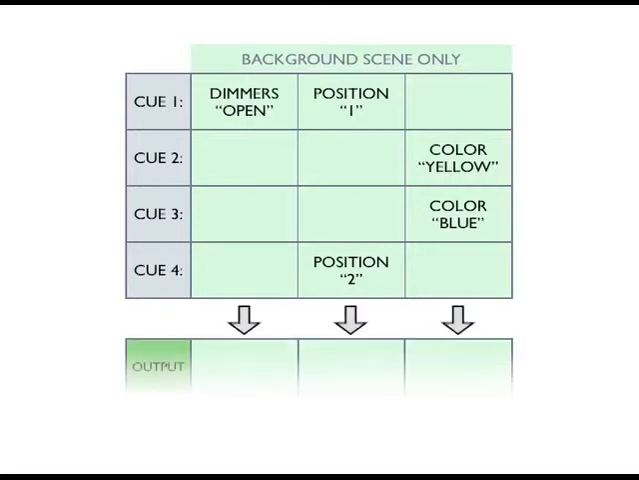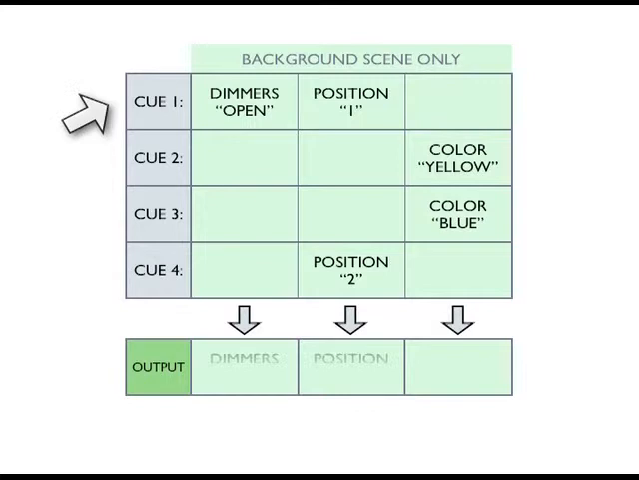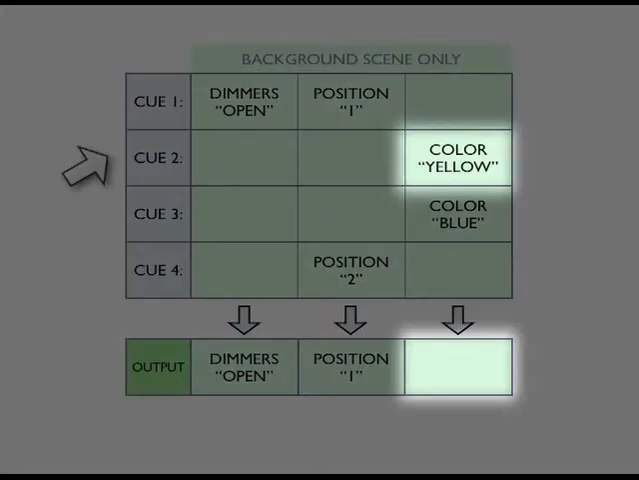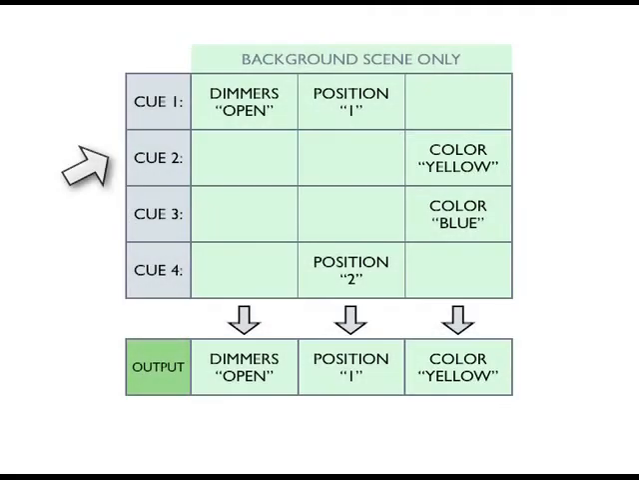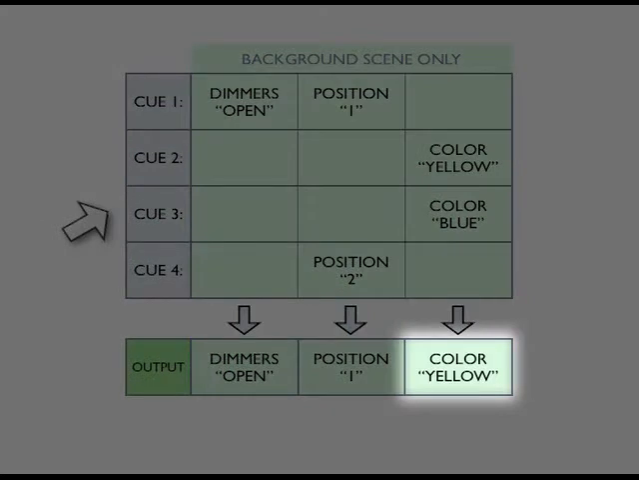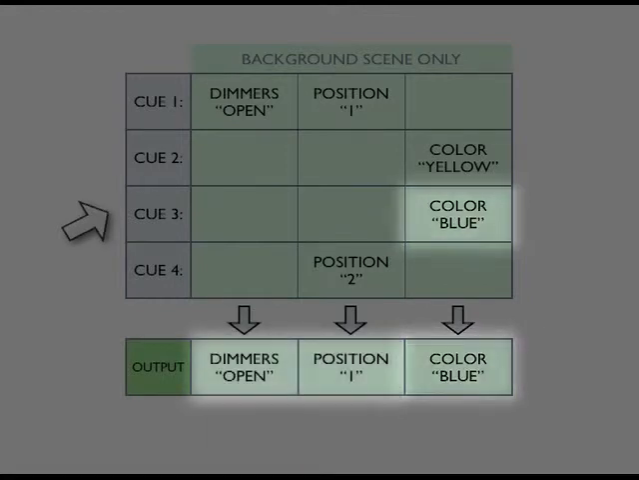At the bottom of the screen, we have the resulting output from launching our queues. Let's run queue 1. On the output, we get open dimmers and position 1 as expected. When launching queue 2, the color information is added to the output like this. Let's launch queue 3. This time, the color information from queue 2 is overwritten by the color information in queue 3. But the position and the open dimmer information remains unaltered on the output.